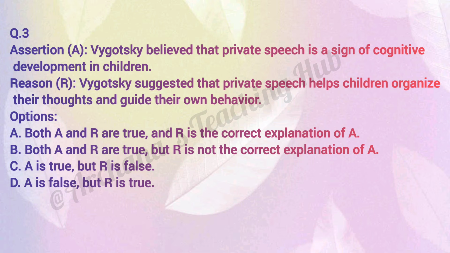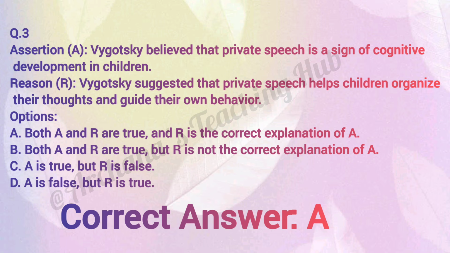Question number 3. Assertion A: Vygotsky believed that private speech is a sign of cognitive development in children. Reason: Vygotsky suggests that private speech helps children organize their thoughts and guide their own behavior. Correct answer is option A. Both A and R are true. R is the correct explanation of A. Private speech supports self regulation and thinking, hence both statements are true.